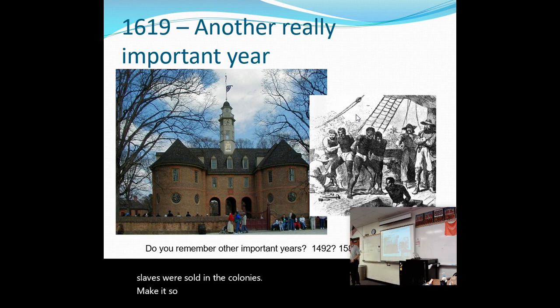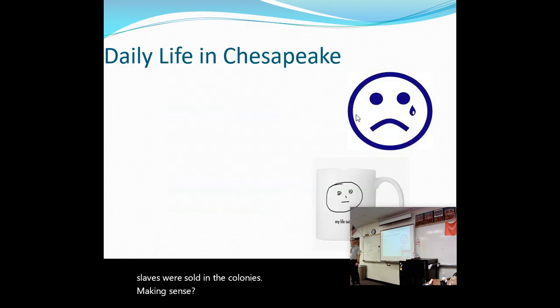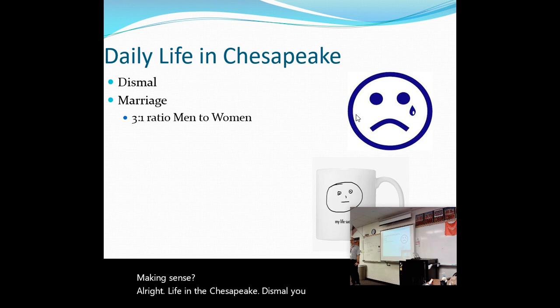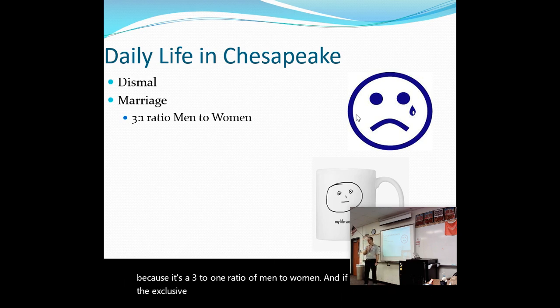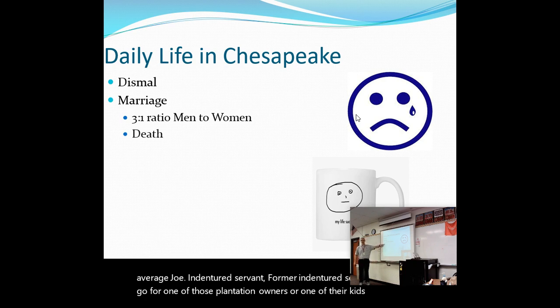Making sense? All right, life in the Chesapeake, bleh, dismal. You can't get married men because it's a 3-to-1 ratio of men to women. And if you are one of the exclusive women in the Chesapeake, you're probably not going for average Joe indentured servant, former indentured servant. You might go for one of those plantation owners or one of their kids. You die on a daily basis in the Chesapeake.